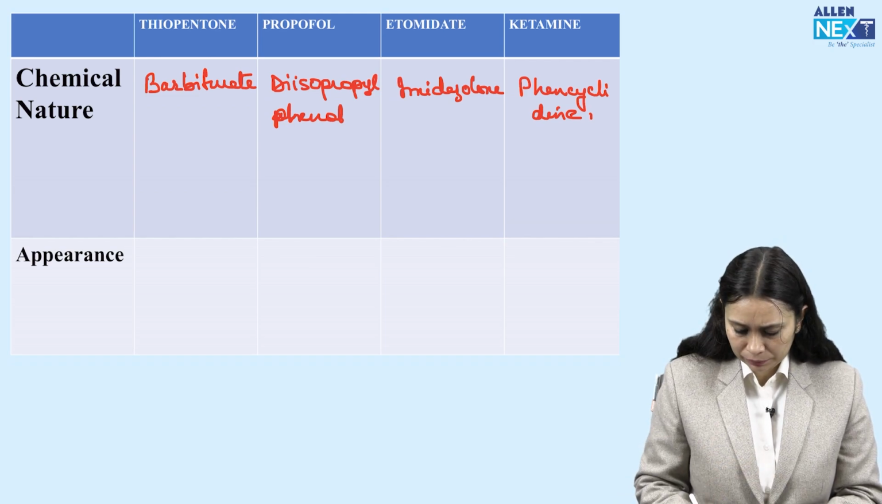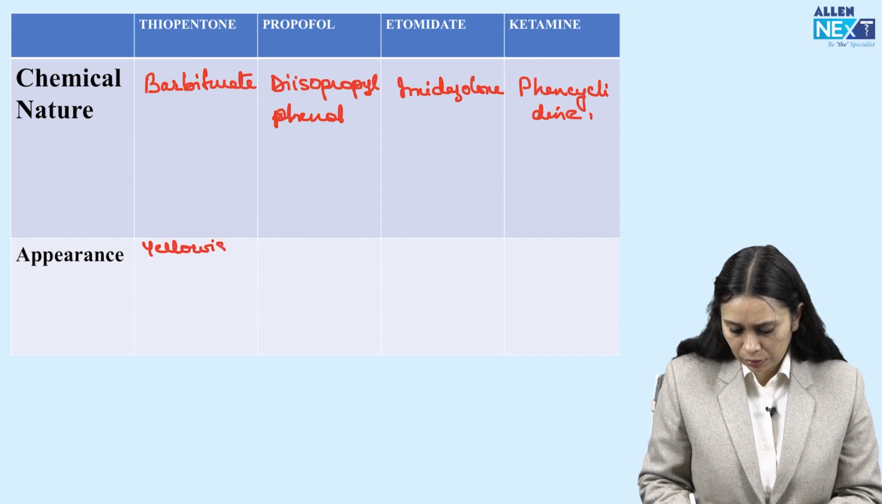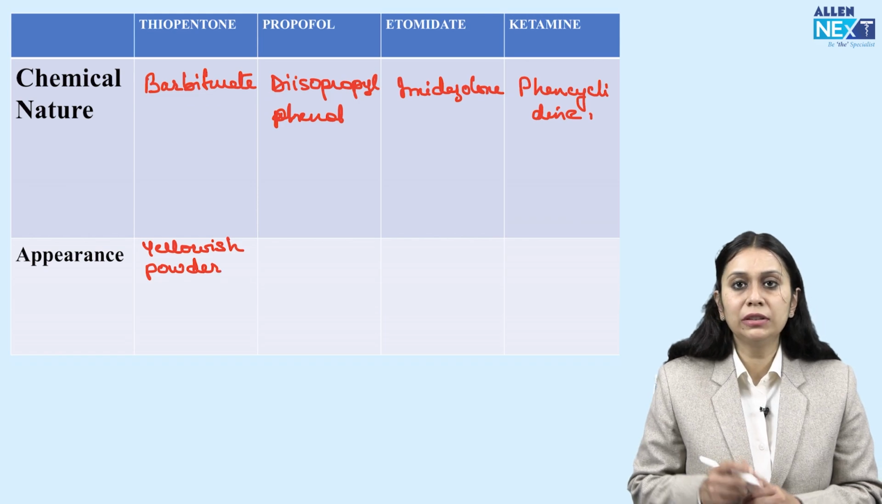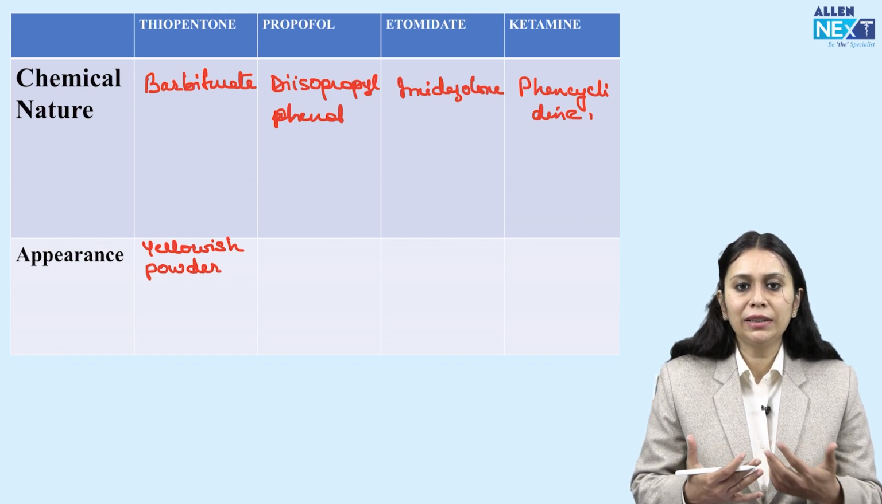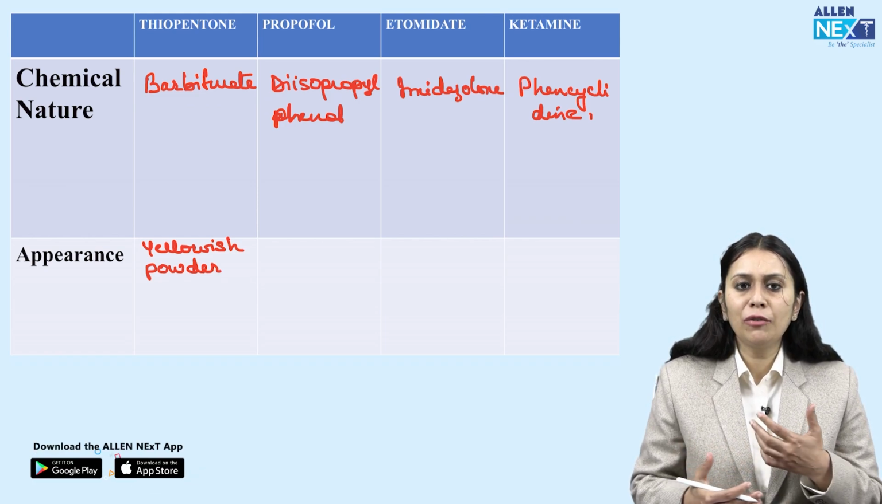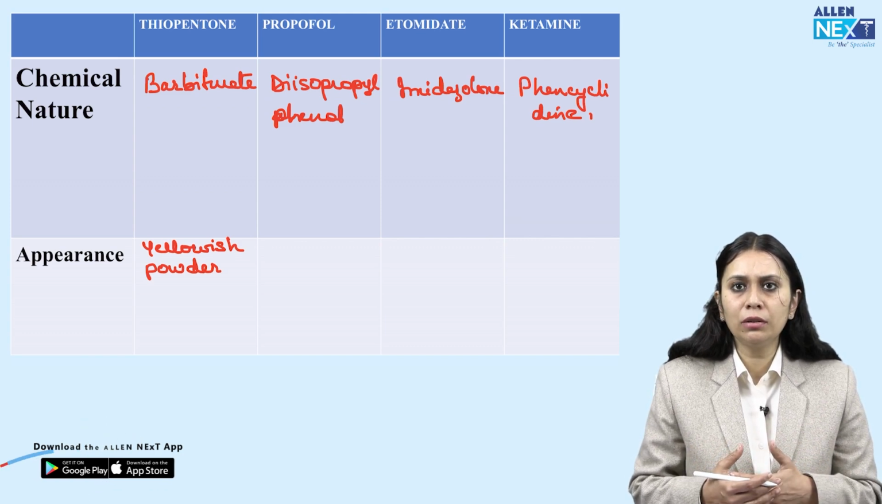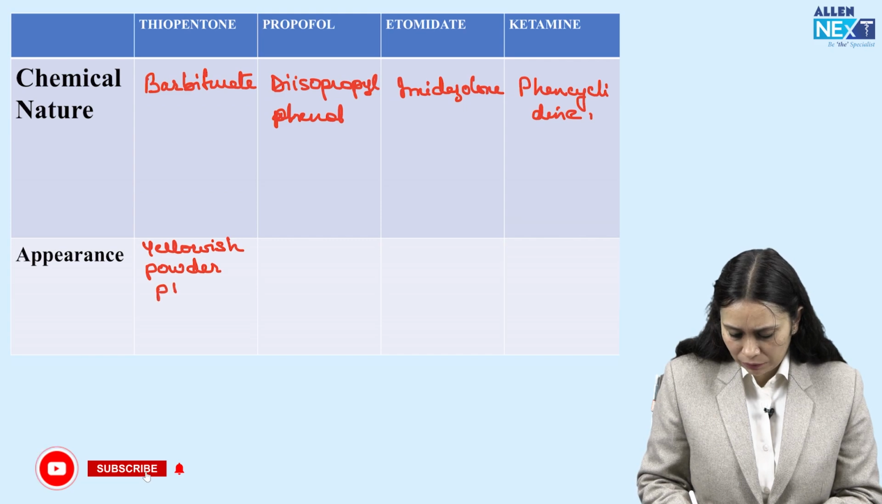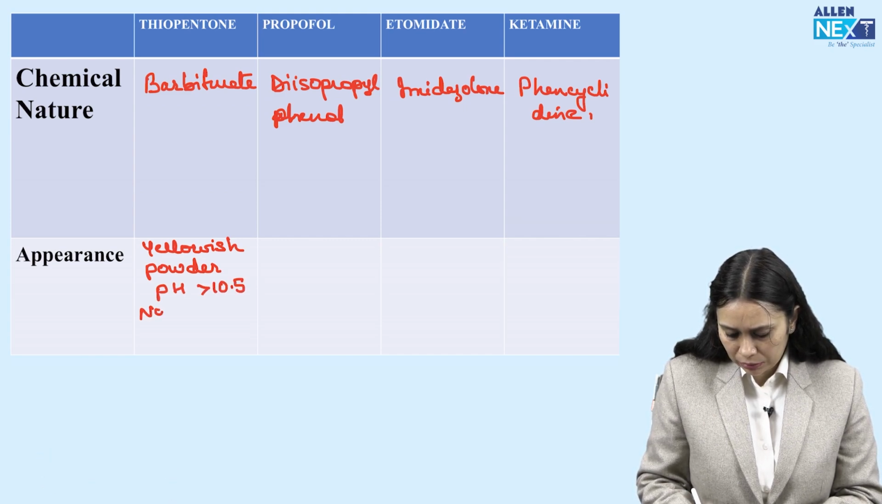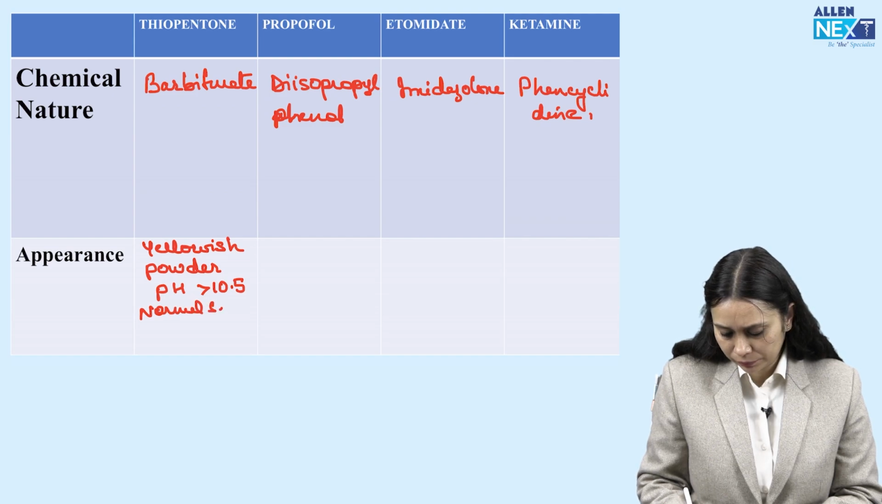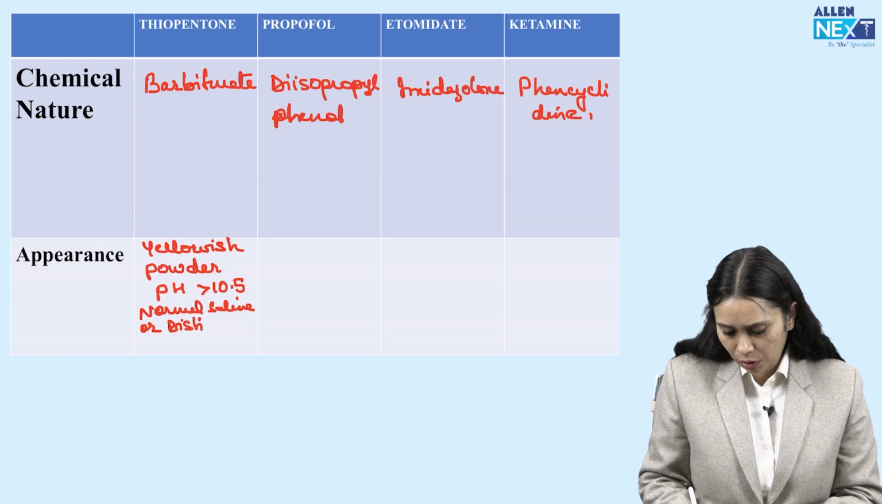Appearance. Thiopentone, yellowish powder. It is a thio, sulfur containing barbiturate. It is yellowish powder, and we have to reconstitute it by mixing normal saline or distilled water because the pH of the drug is very high. pH is more than 10.5. So either normal saline or distilled water is used.